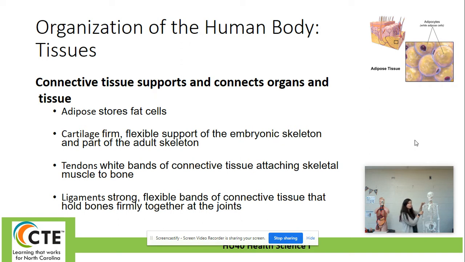But you would have a ligament here. And then down here, you would have ligaments that connect all of your forearm bones together. So ligaments connect bone to bone, while your tendons connect muscle to bone.